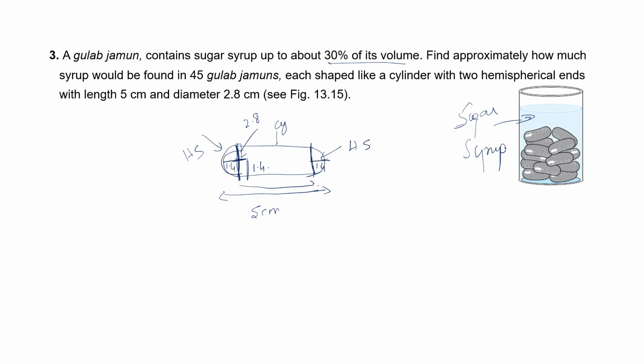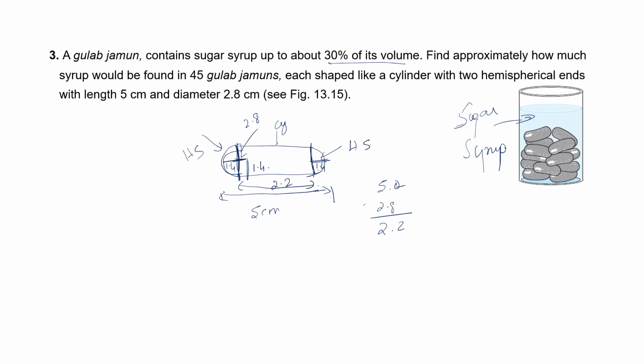So what will be the length of the cylinder? So 5 minus 2.8. See, here it is 1.4, here it is 1.4. So 2.8. Total is 5. If I minus this 2.8, then I will get the length of the cylinder. Okay, so the length of the cylinder is 2.2. Now we got all the data required.